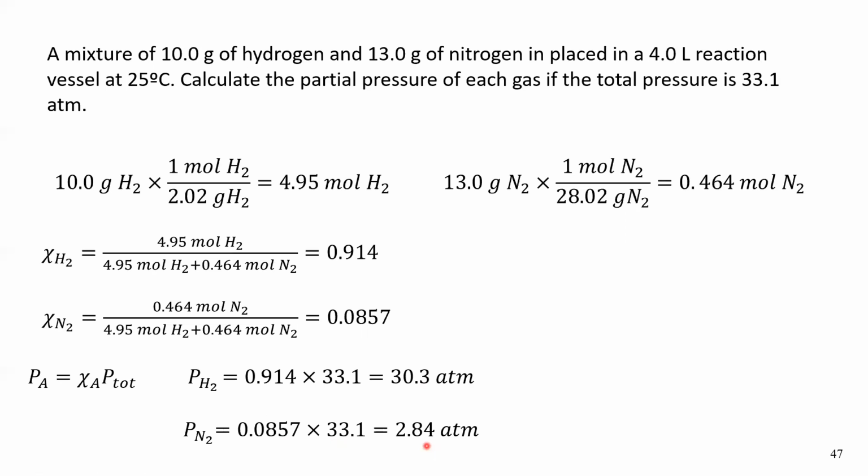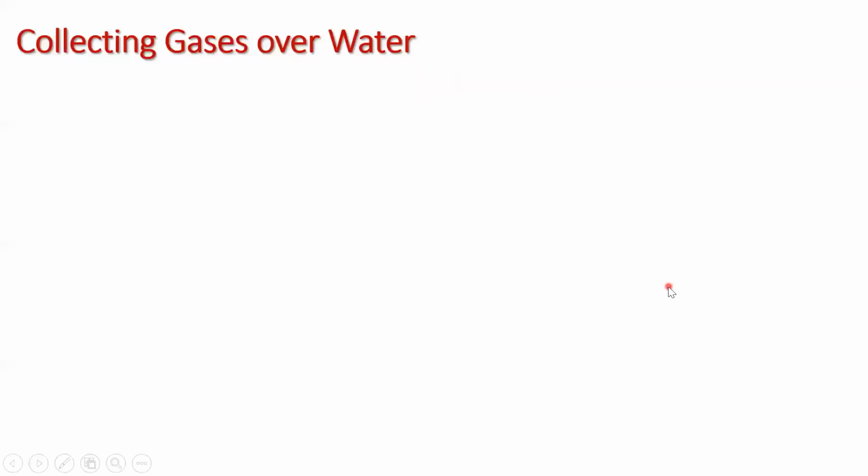And again, a way that we can check our answer is if the partial pressure of the hydrogen gas is 30.3, and the partial pressure of the nitrogen gas is 2.84, and we were to add the partial pressures of those two gases together, they're always going to equal the total pressure based on Dalton's law. Okay, so here's a way that Dalton's law can be applied.